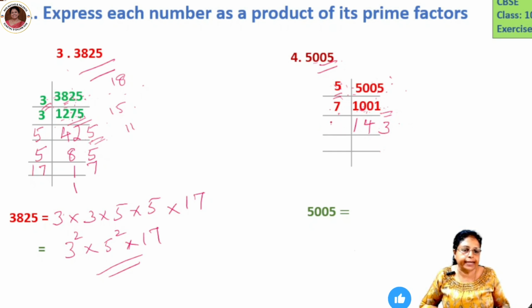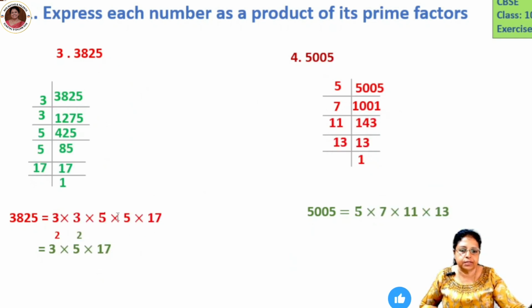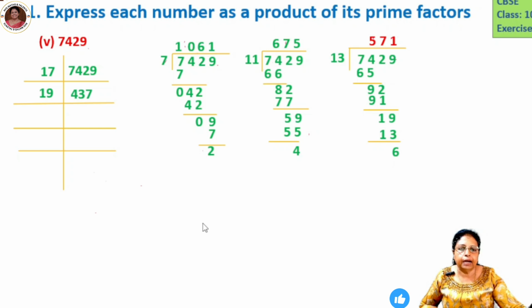So let us try the next prime number, 11. 11 ones are 11. 3 is remainder, 33. 11 threes are 33. So 13 is the answer, and it's a prime number. So you can divide it by 13. You will get 1. So you got here 5 times 7 times 11 times 13. So that's the answer. Just verify it. So we got the prime factors of these numbers. Then come to the next question, 7429, the fifth one.